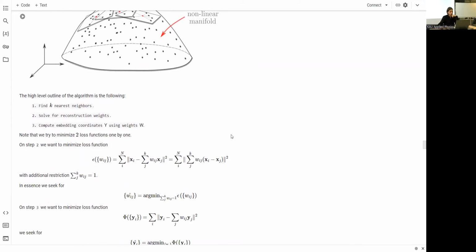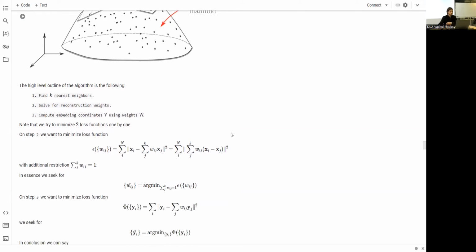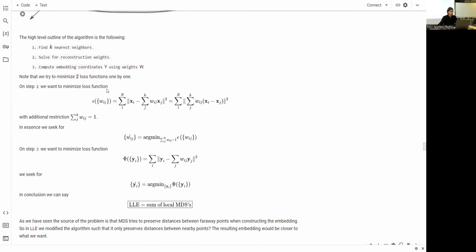Now, what can we do? We are trying to describe that point that we have taken in the patch like a linear combination of coordinates of all the rest points. So if they are lying on a plane, that should be possible. And having those parameters, we are trying to do the same on the plane where we are projecting everything to. Here is the algorithm. So first, you find k nearest neighbors, you solve for reconstruction weights, and you compute embedding coordinates using those weights.